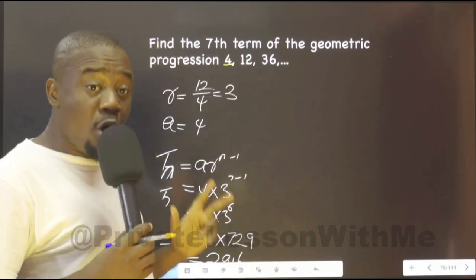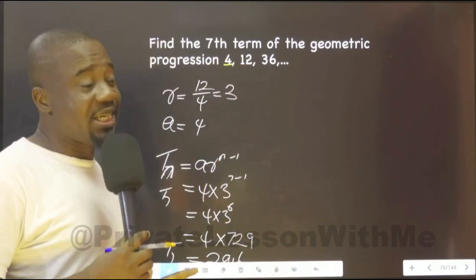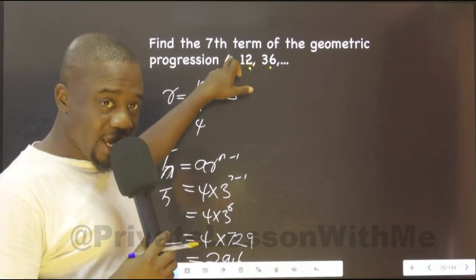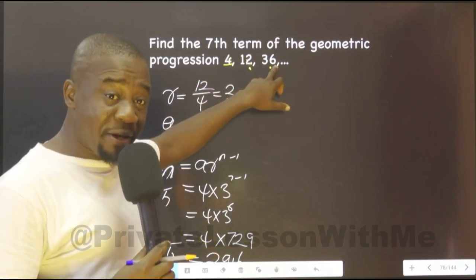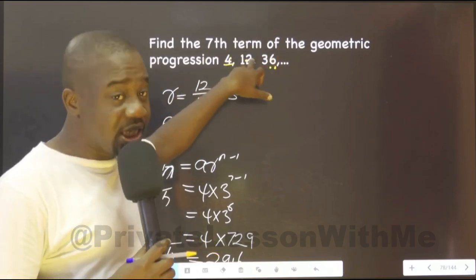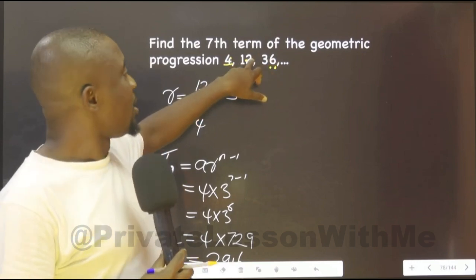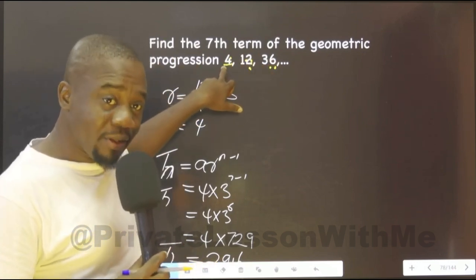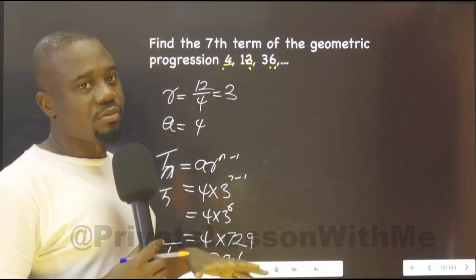If you want to get the common ratio, which is one of the most important things, simply divide this by this, or you divide this by this. Okay? The term divided by the previous or the preceding term. Okay? Then this is a, the first term. Then you can substitute. Okay?